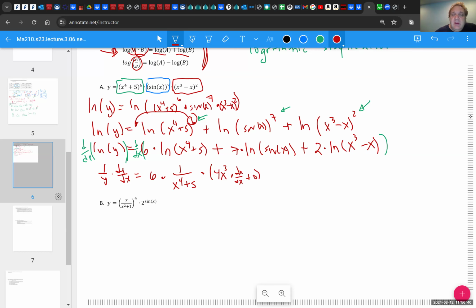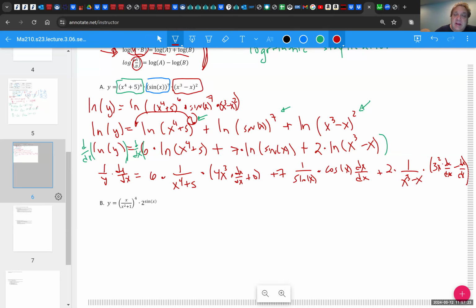plus 0. The derivative of 7 ln sine x would be 7, 1 over sine x times the derivative of sine x, which is cosine x, and dx/dx. And then lastly, I have this 2 times this ln thing. So the derivative of ln of stuff is 1 over stuff times the derivative of stuff. The derivative of x cubed would be 3x squared dx/dx. And the derivative of minus x is just minus dx/dx. We'll squish it on the side here. Okay, and of course I don't have to write all the dx/dx's. I'm just doing it because I'm silly.